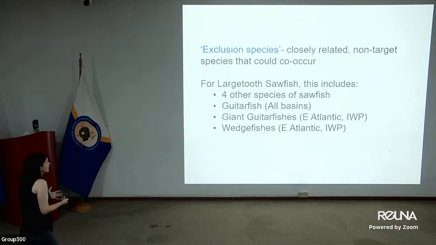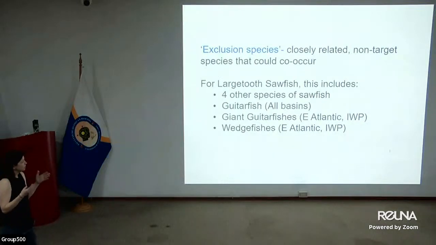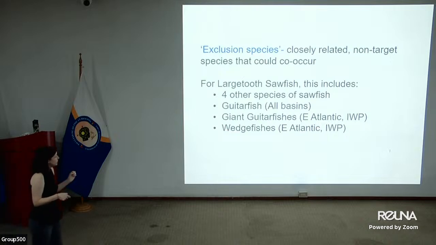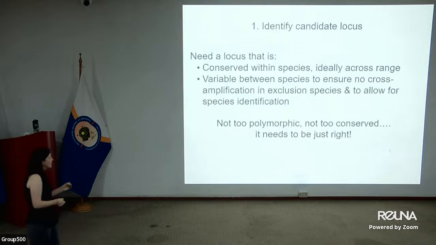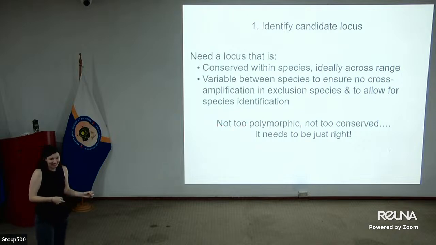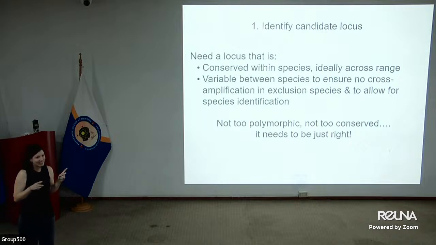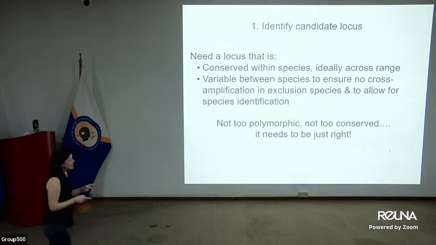The exclusion species in this case are your closely related non-target species. For large-toothed sawfish, this means our exclusion species are 4 other species of sawfish, guitarfish, giant wedgefish, and wedgefishes. These are all those rhino rays. So these are within genus, within family, within order, and we usually test up to that taxonomic level. The key is you want a locus that is not too polymorphic, but also not so conserved that it amplifies other species. It has to be just right.